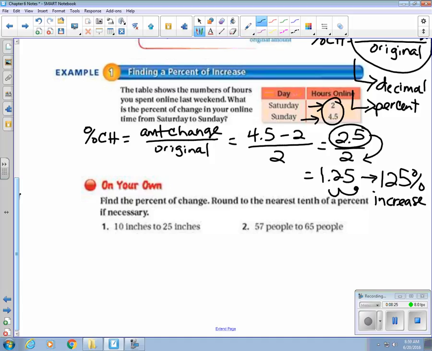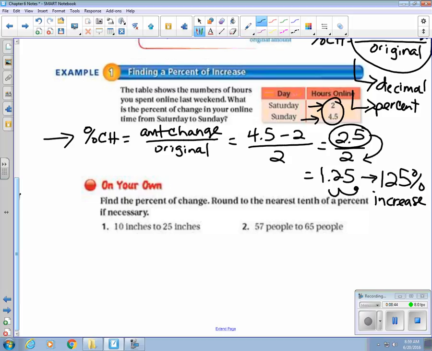So here's a couple on your own questions that are about percent of change. Again, you're going to use this formula here to solve it. So go ahead and pause the video, do these 2 problems, and check your answers when you're done. Okay, so hopefully you've taken care of those problems. So let's go through them.